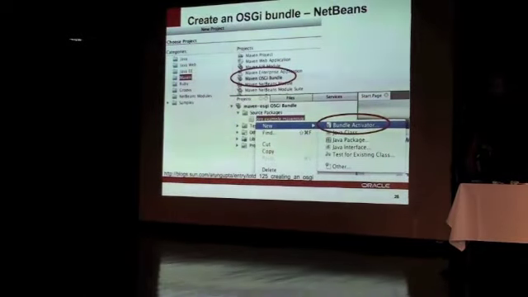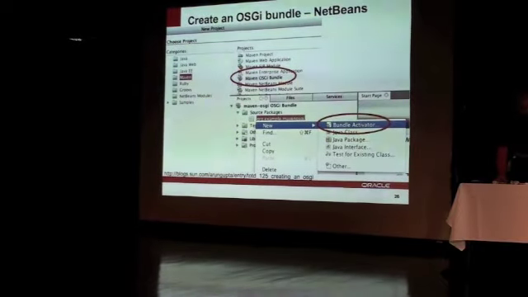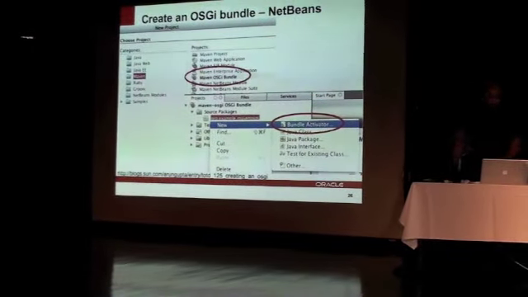Now in the OSGi bundle, as I'm generating still a Maven OSGi bundle, I can say, okay, you know what, create a new bundle activator, which is what I'm going to use for all my service lifecycle mechanism.